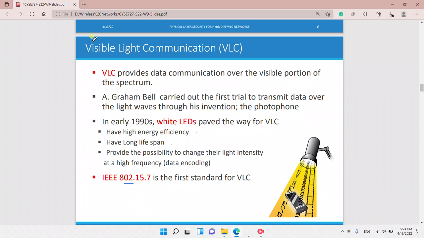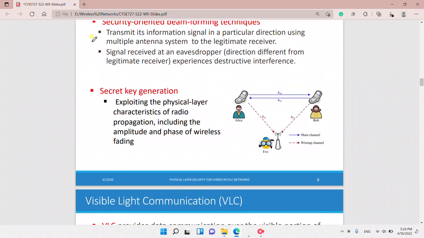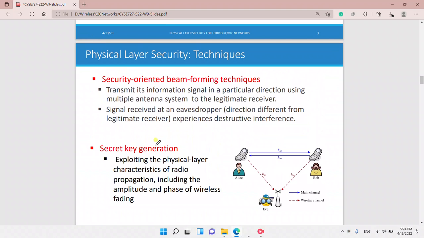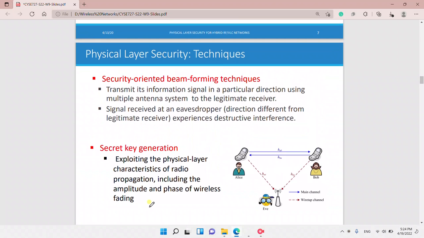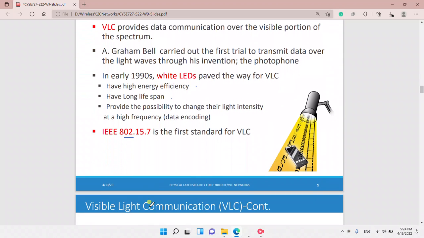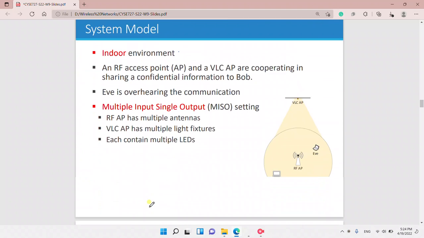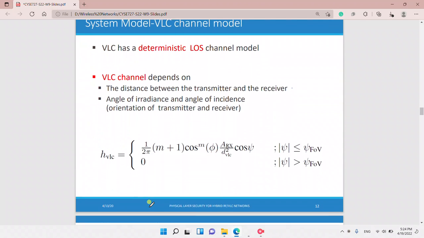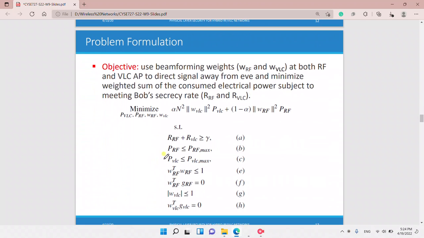For part one, we discussed physical layer security, and the physical layer security slides stop here. And actually, I didn't stop there. I stopped at the slides. The slide.